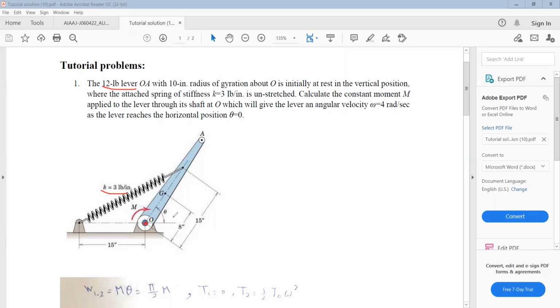We should obtain the value for M such that when theta is equal to 0 and the lever is in the horizontal position, I mean the final position, with G at some point here, we have an angular velocity of 4 radians per second. For this purpose, we can write the energy and work equation, because we have a spring and also one external moment M. The best option for this type of problem is using the energy and work equation.